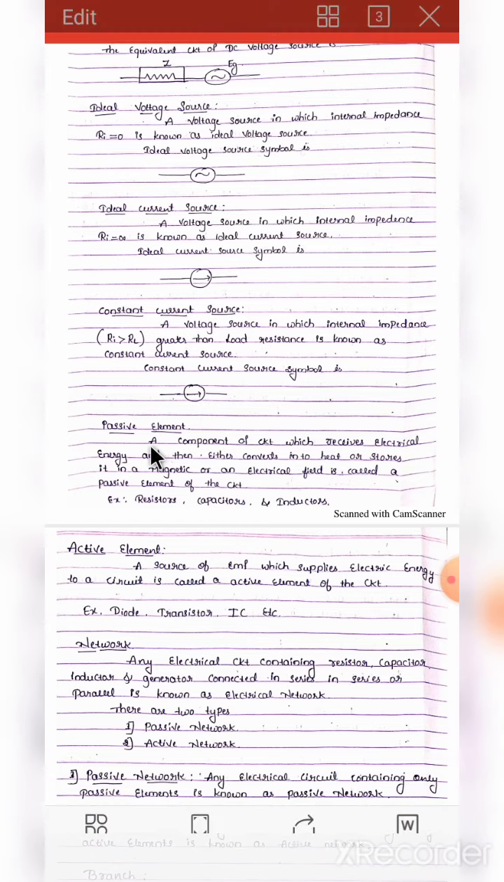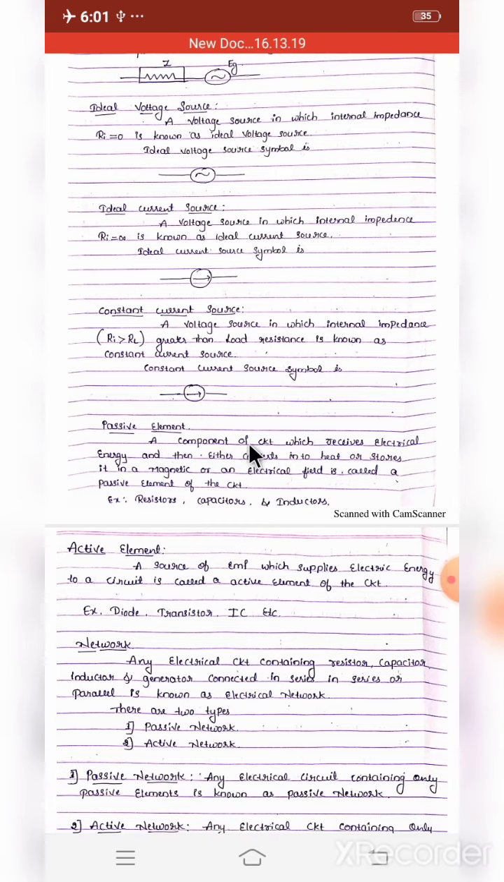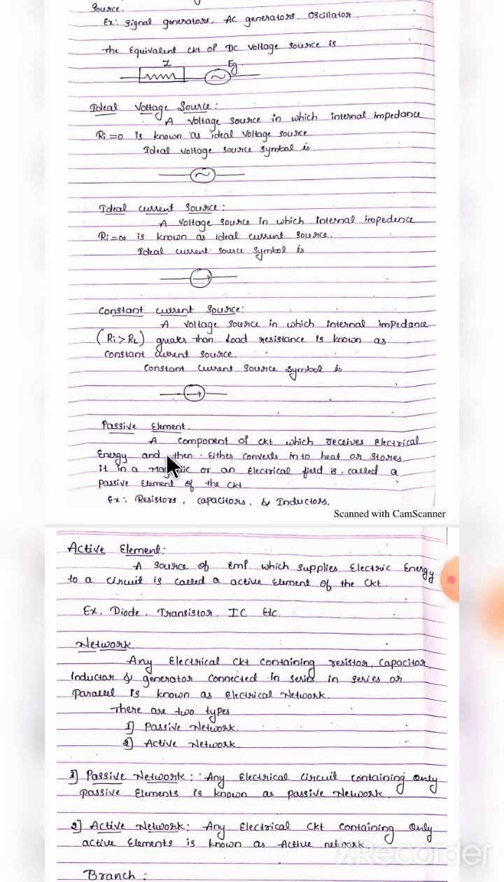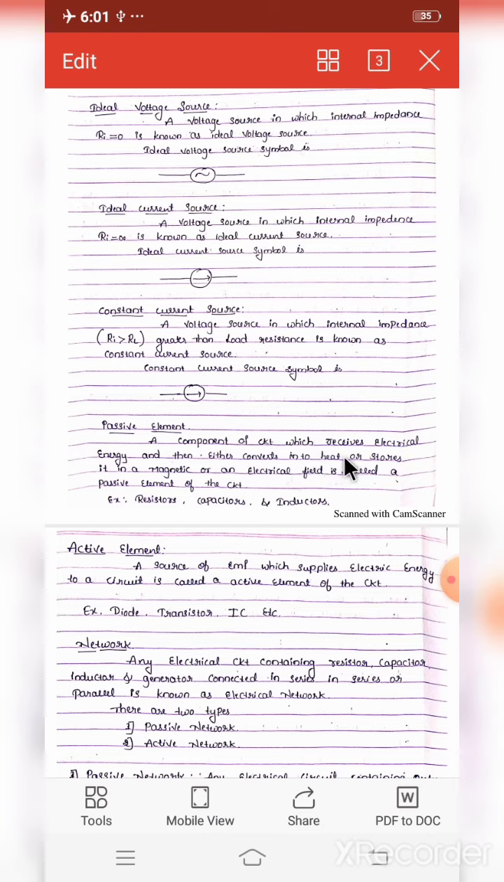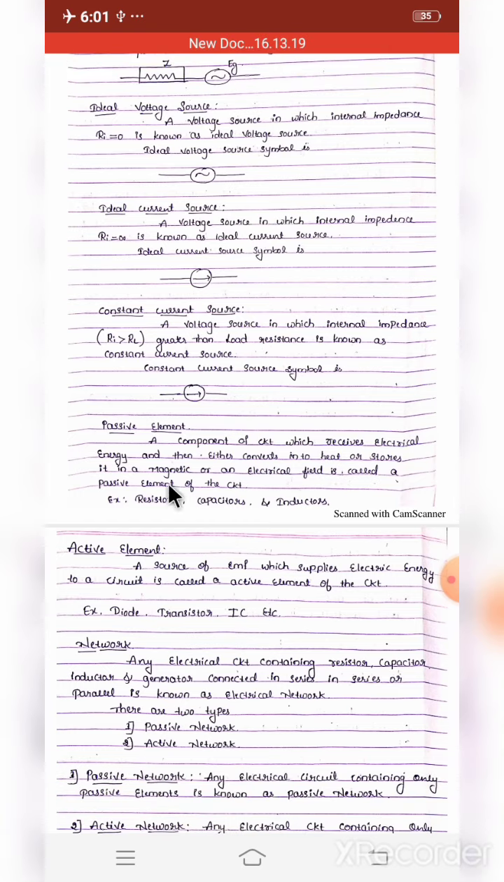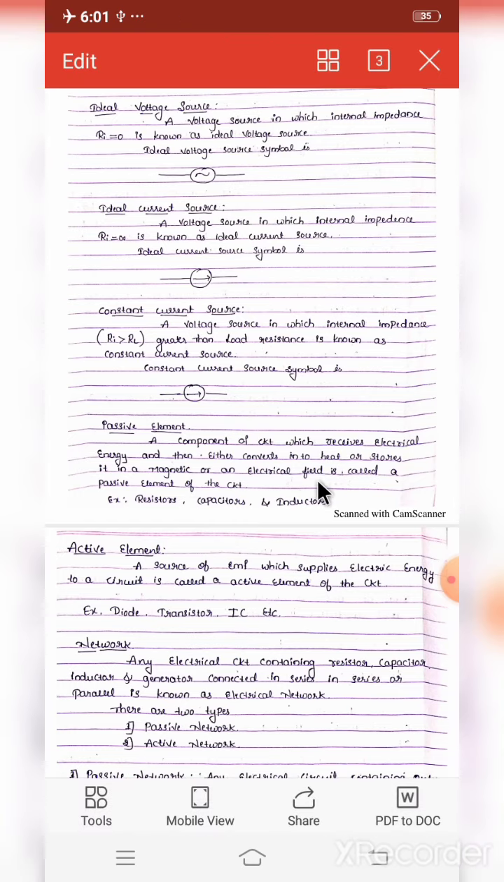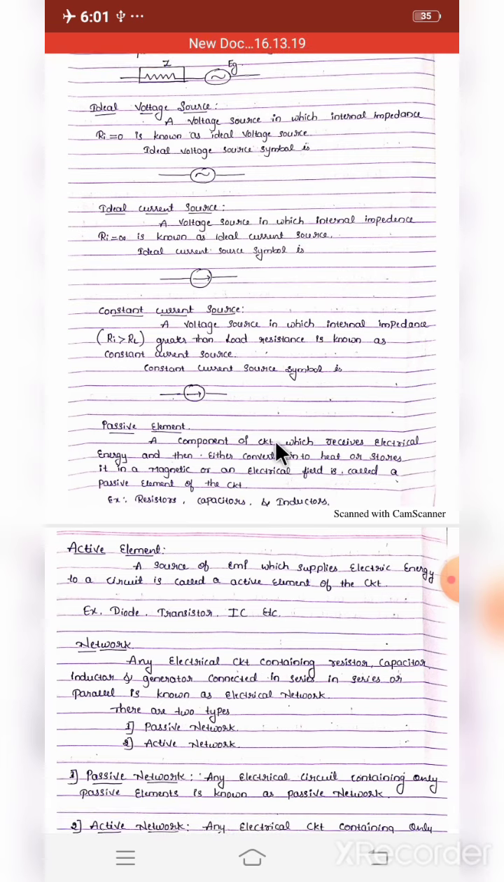Next, what do you mean by the passive element? A component of a circuit which receives electrical energy and then either converts it into heat or stores it in a magnetic or an electrical field.